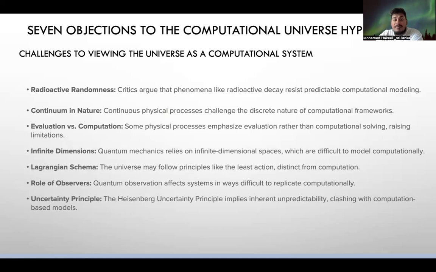Evolution versus computation: some physical processes emphasize evolution rather than the computer solving, raising limitations. Infinite dimensions: quantum mechanics relies on infinite dimensional spaces, which are difficult to model computationally. Lagrangian schema: the universe may follow principles like least action, distinct from computation. Role of observers: quantum observation affects systems in ways difficult to replicate computationally. Uncertainty principle: the Heisenberg uncertainty principle implies inherent unpredictability clashing with computation-based models.